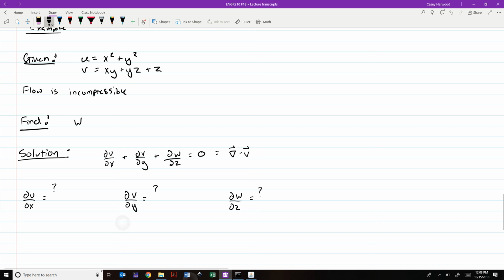We got 2x. Okay. Partial of v with respect to y. Good. Okay, so what does that leave for us for dw dz then, or partial w, partial z?